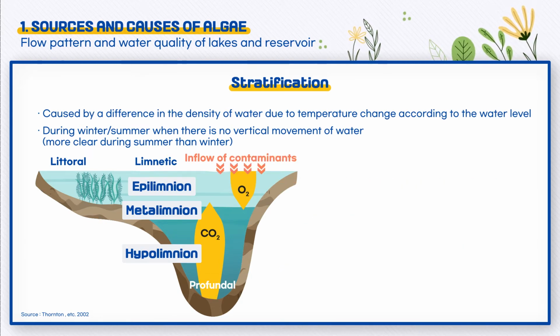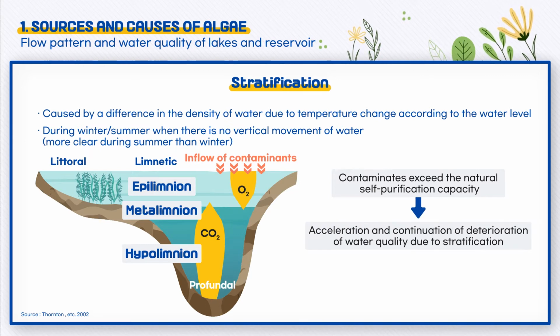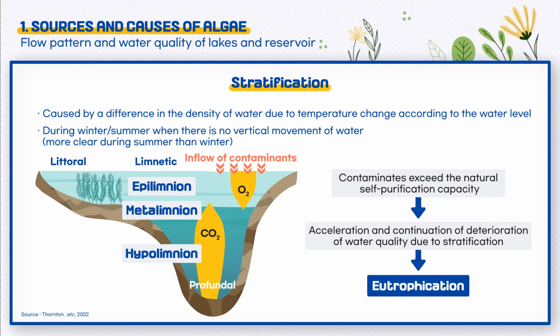Contaminants continually flow into lakes and reservoir, which exceeds the natural self-purification capacity of water sources. This gradually deteriorates the water quality, which is further accelerated by stratification. The phenomenon of water quality gradually deteriorating due to the continuation of this cycle is called eutrophication.